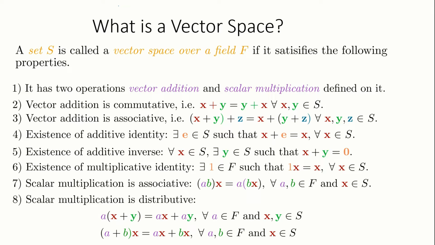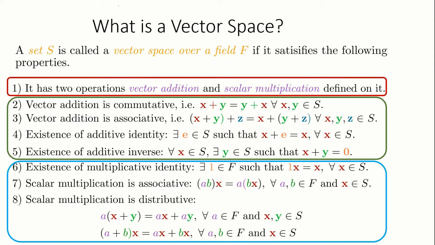If a set is a vector space, it has all these 8 properties. To remember them easily, let's divide them into 3 groups. First group says that vector addition and scalar multiplication should be well defined and the set under consideration should be closed under addition and scalar multiplication. Second group is about commutativity and associativity of addition and the existence of additive identity and additive inverse. And the third group is about associativity and distributiveness of scalar multiplication and the existence of multiplicative identity.